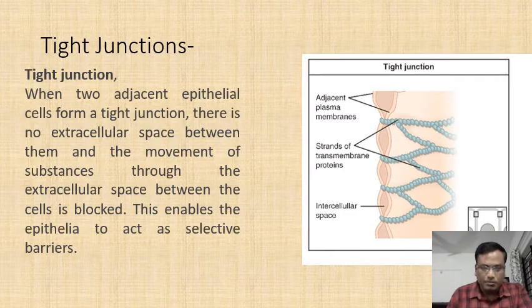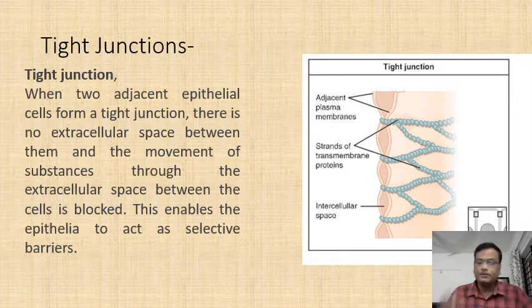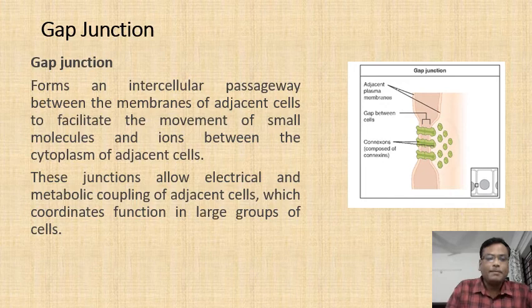And here, because of the presence of such tight junctions, the epithelial tissue itself behaves like a selective barrier, allowing some kind of material to pass through and other kinds of material not to pass through the epithelial tissue. So like this, the presence of tight junctions results in the epithelial tissue becoming a selective barrier. Then we find gap junctions.